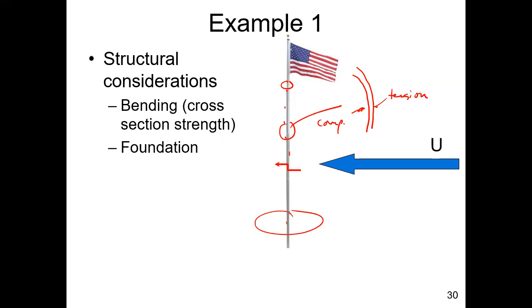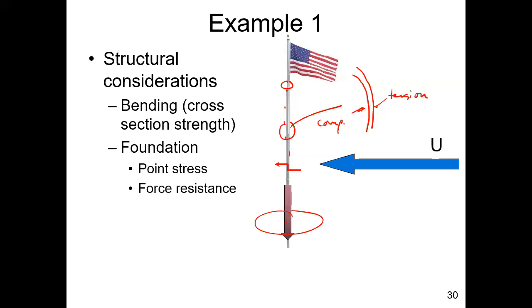The other is for the foundation. So just by sitting the flagpole on the ground, that weight over the cross-sectional area of the flagpole creates a stress on the ground. If that is greater than the yield stress of the soil, the flagpole will sink into the ground, just like when I wear my high heels at the beach, high heels sink right into the sand. So you have a foundation consideration just due to the weight.